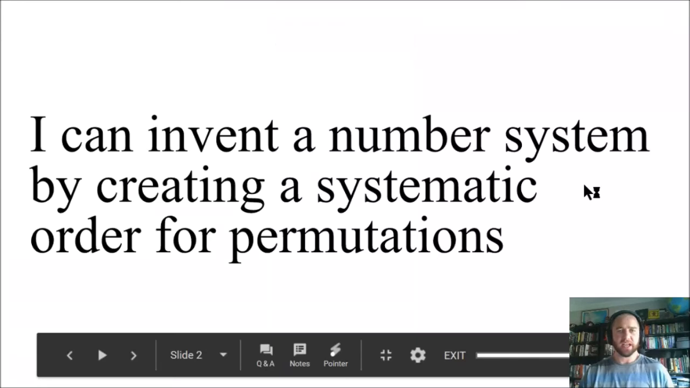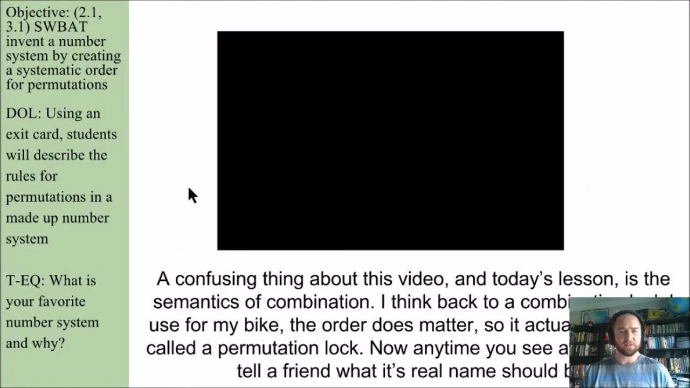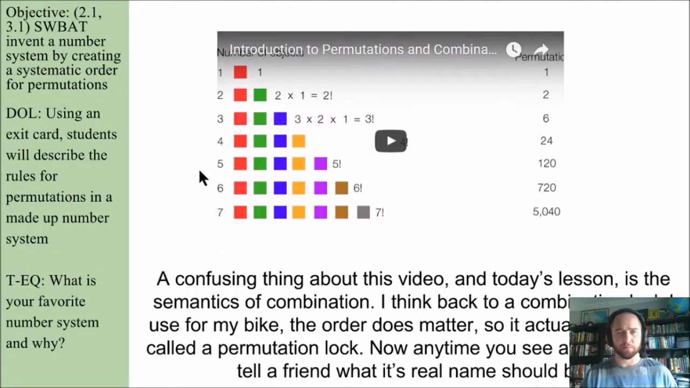Today's objective is: I can invent a number system by creating a systematic order for permutations. A big objective sounds kind of fancy, but it's a really simple and short lesson. So today we start off with a video. This guy does a much better job than I could at explaining how permutations work.